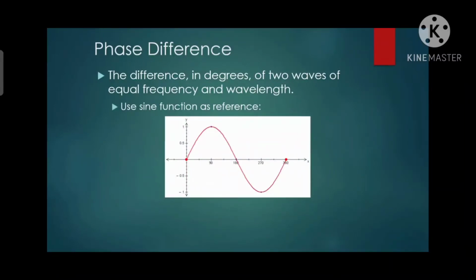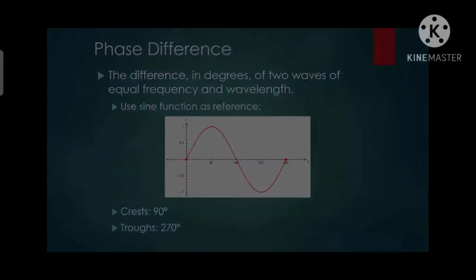So the sine curve looks like a transverse wave. It has a crest and a trough. The crest of a sine wave happens at 90 degrees and the trough of the sine wave happens at 270 degrees. And we are going to use these two numbers to help us understand phase difference.